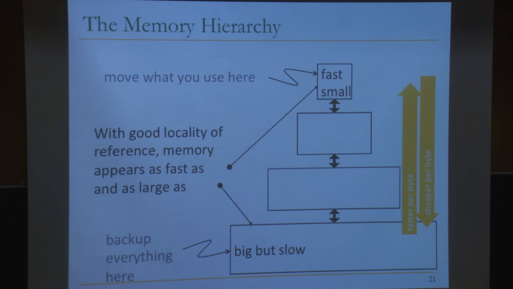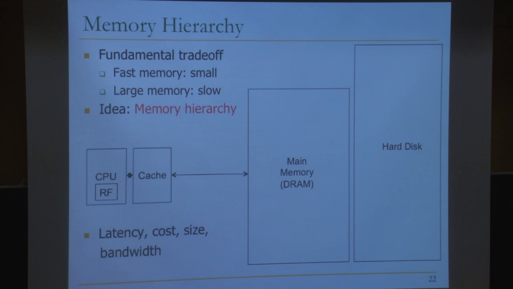Remember we talked about heterogeneity earlier, right? You could think of this as having heterogeneity in the system. So the idea is not new. You really have heterogeneous components that have different characteristics, and you manage them in a way that gets the best of all worlds. This has been employed for a long time in systems. OK. So the idea is to have a memory hierarchy, and there are lots of trade-offs in terms of latency, cost, size, and bandwidth as you go between the different levels.